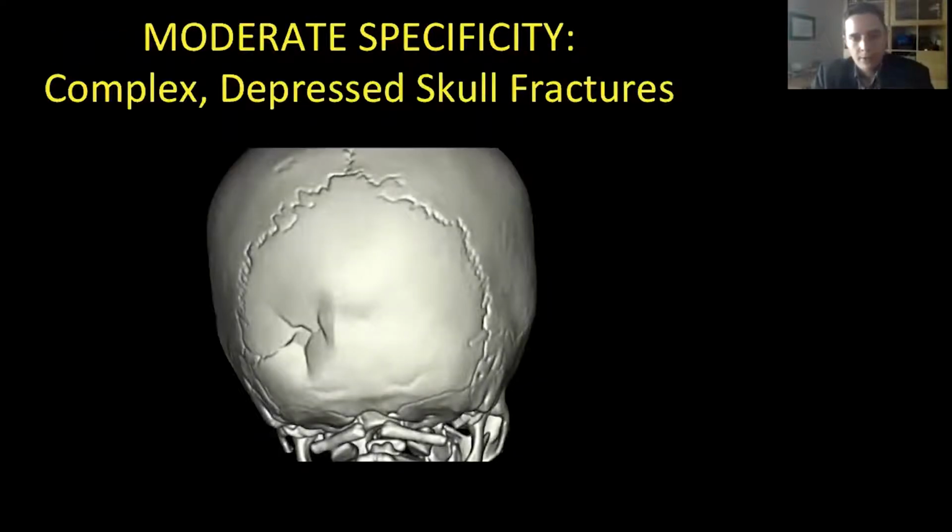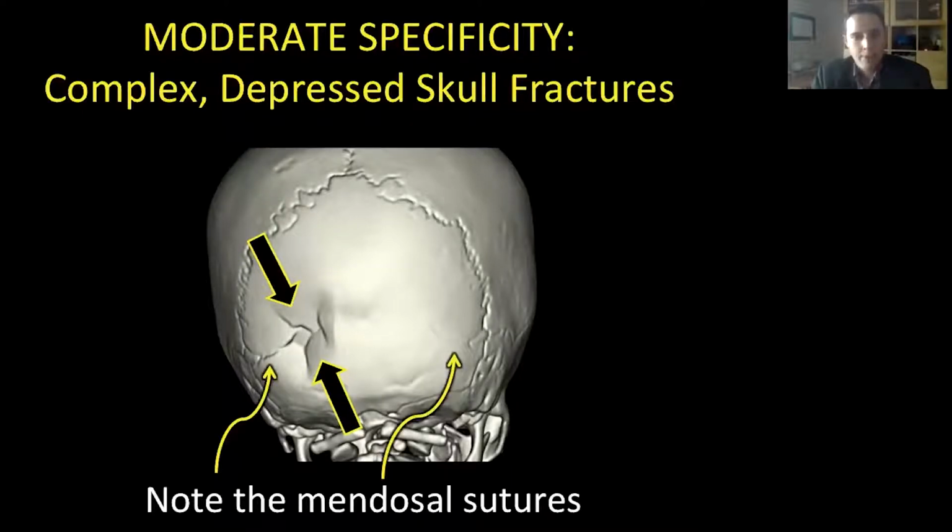Here we have a 3D reconstruction of a skull, and you can see that there's a depressed complex fracture in the back of the head. And that's pretty easy to identify, especially with these 3D reconstruction CTs. And you should also make note, these are the Mendosal sutures shown with the curved arrows. Mendosal sutures are normal in and of themselves.